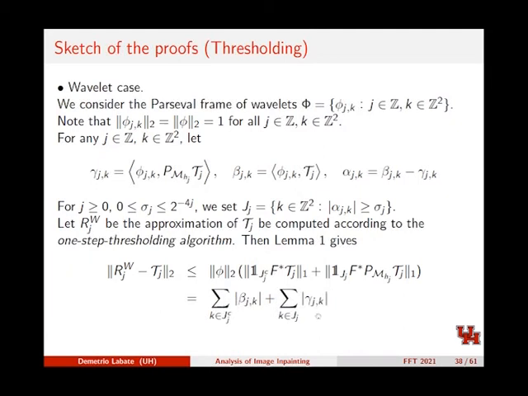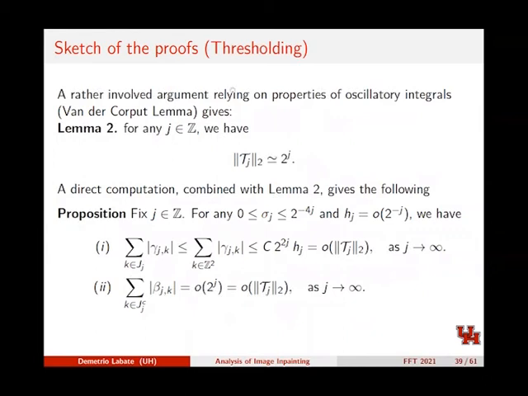One is the sum over the gamma_J, the coefficients of the masked image, but I only look at those associated with the significant indices. And the betas, which are the true coefficients of the image, are only summed over the non-significant indices. So you see that intuitively, if my image is sparse, the sum over beta will be small, because this is the sum associated with the small values below the threshold. And so the critical step of the proof is in proving Lemma 2, which shows that the L2 norm of T_J decays like 2 to the J. This is critical in deriving the rest of the estimates.